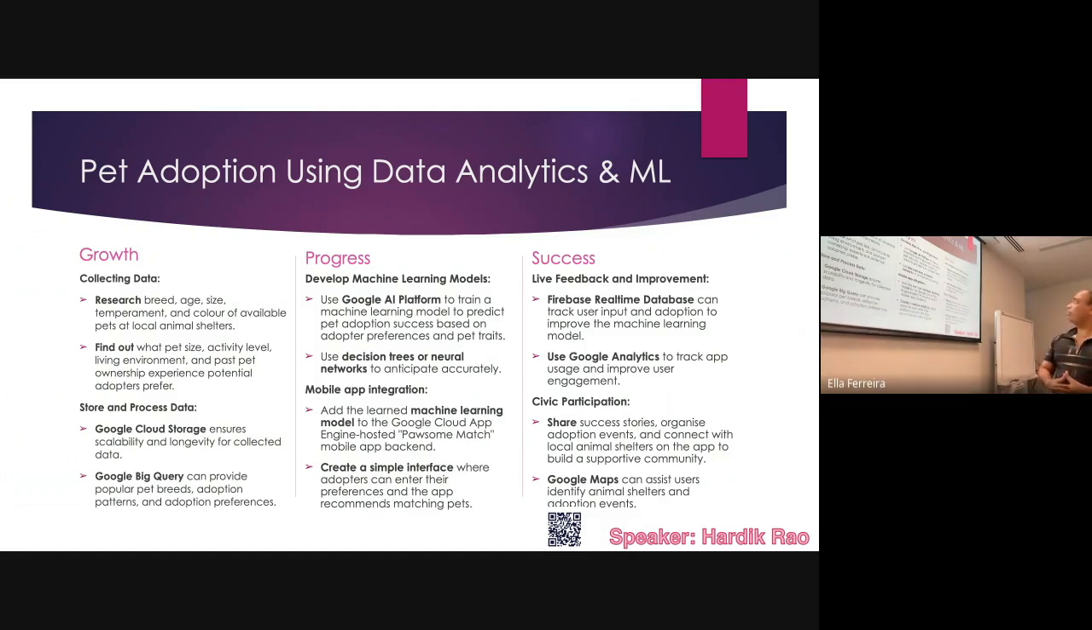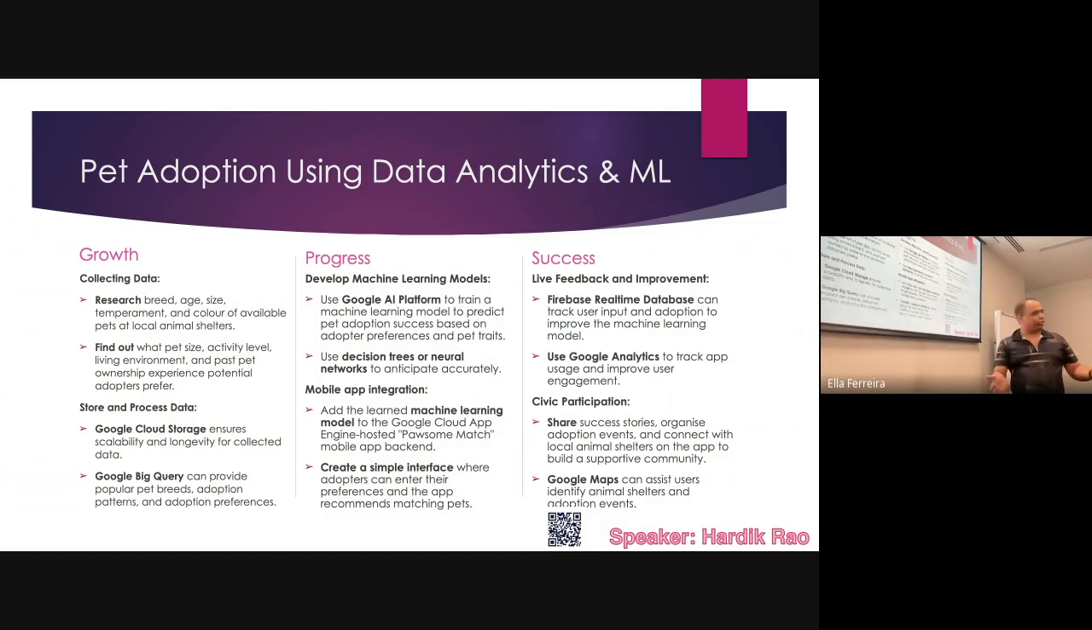So moving on from there, we have live feedback and improvement. We use Firebase. Firebase is a technology provided by Google Cloud, and it allows us to track the input data, adoption, and improve the machine learning model. Of course, there is Google Analytics that can tell us how our websites and apps are doing and what sort of usage patterns we are getting and how we can improve. Okay? And then from there, we have the civic participation.